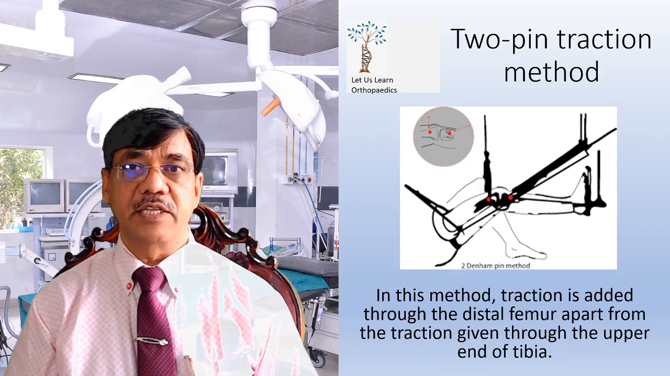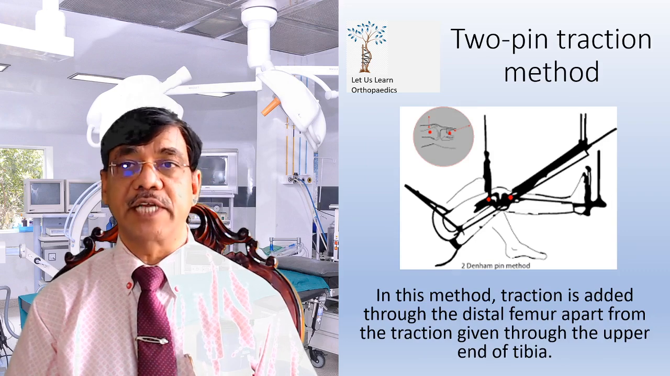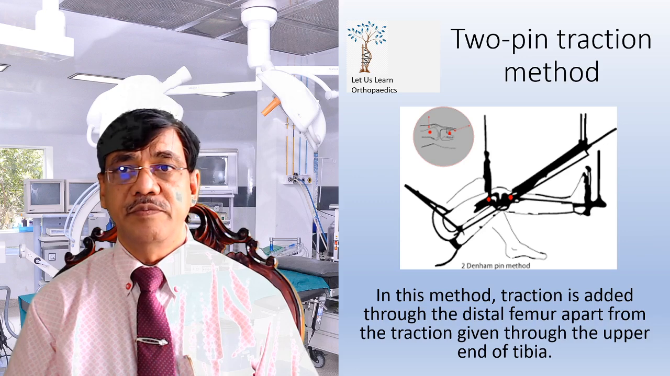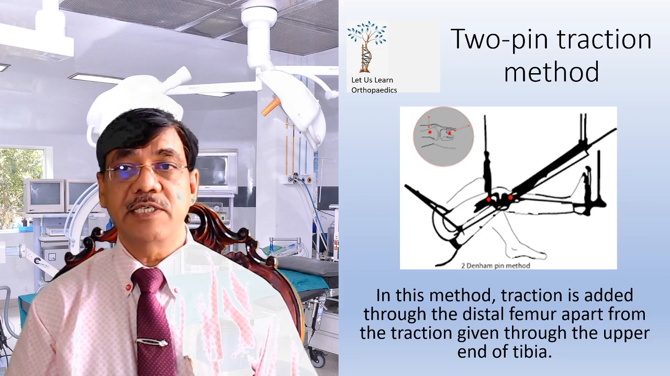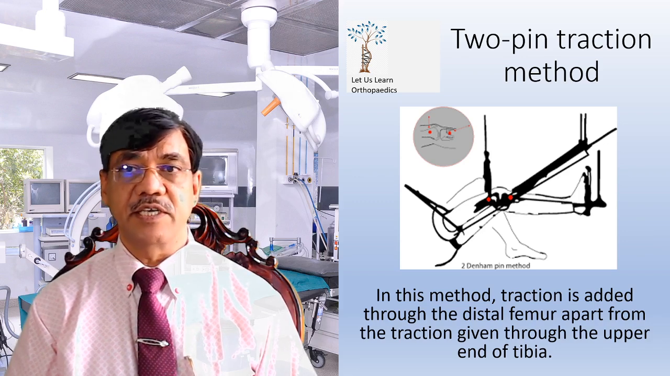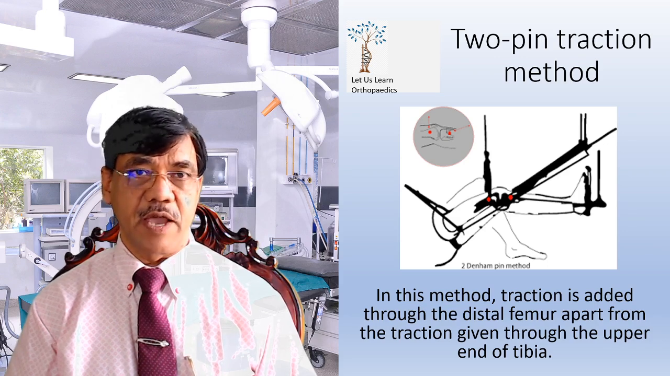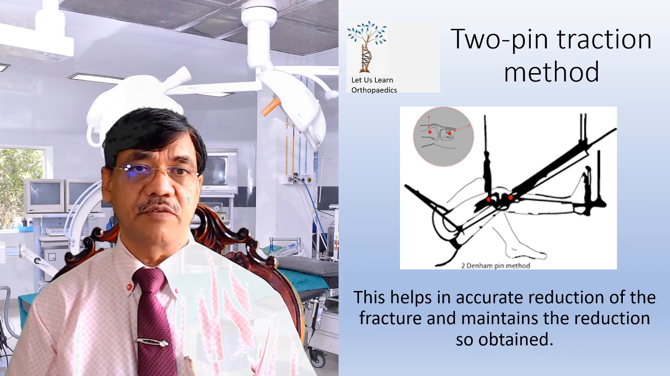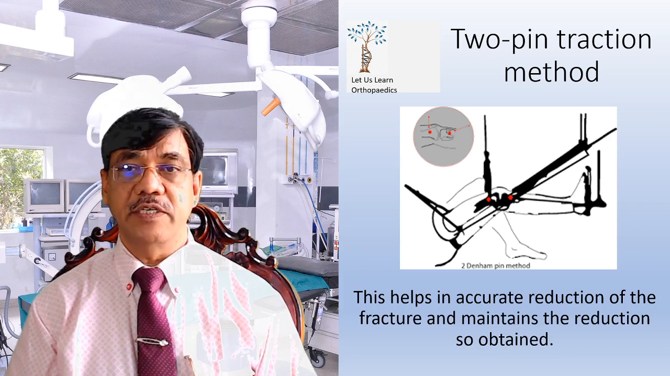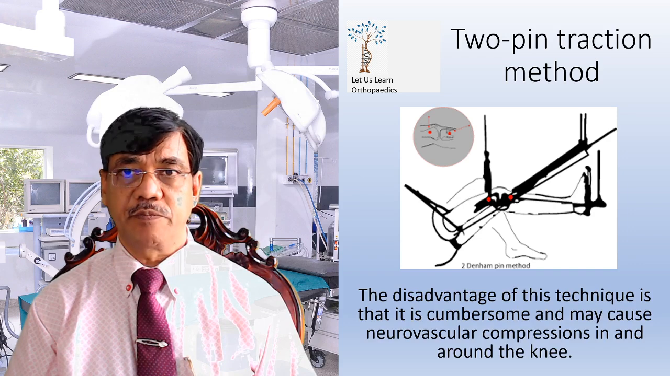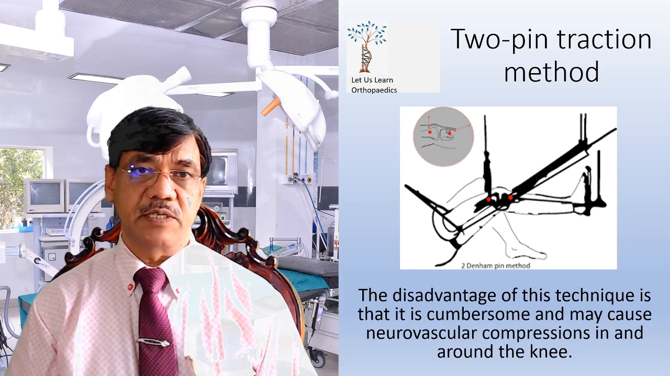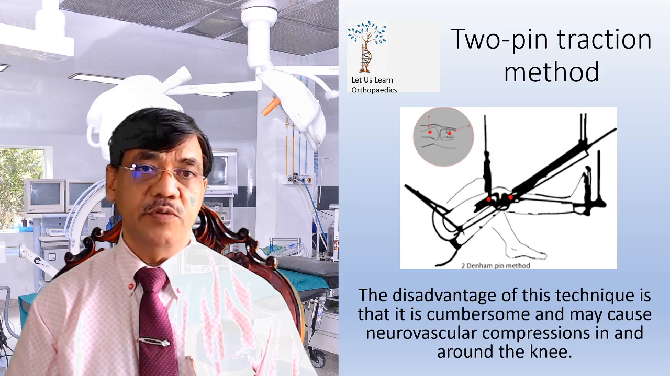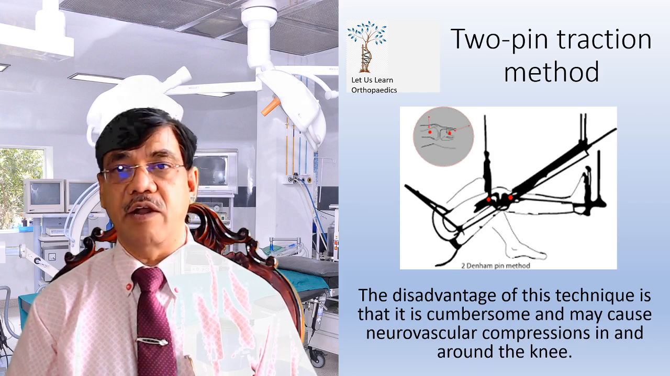Now, there is another method. This is a two-pin traction method. You can see in this particular diagram, the traction is added through the distal femur apart from the traction given through the upper end of the tibia. And this helps in accurate reduction of the fracture and maintains the reduction so obtained. The disadvantage of this technique is it is cumbersome and may cause neurovascular compression in and around the knee.